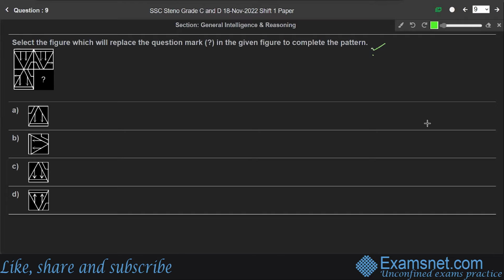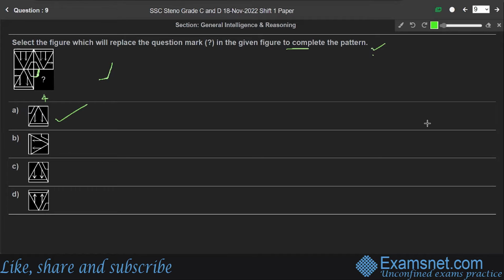Question number 9. Select the figure which will replace the question mark in the given figure to complete the pattern. In the given figure, we need to find the fourth part. Look at the center part. This part will complete the center, which I am showing now. Among the 4 options, in option A we have such a part at the center, so you can easily choose option A as the final answer, which completes the pattern.